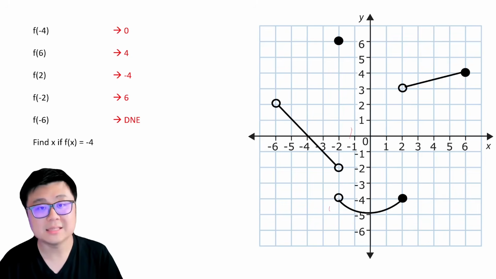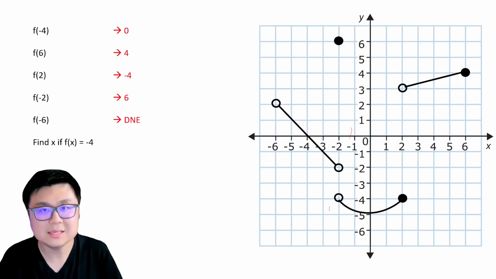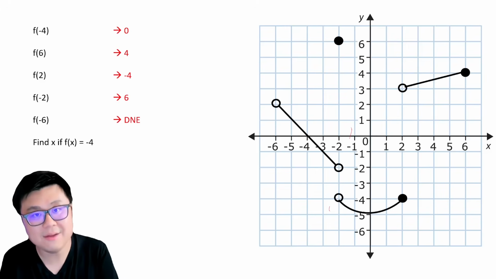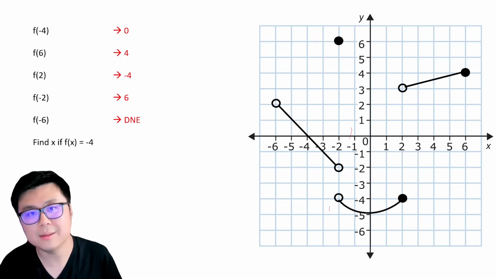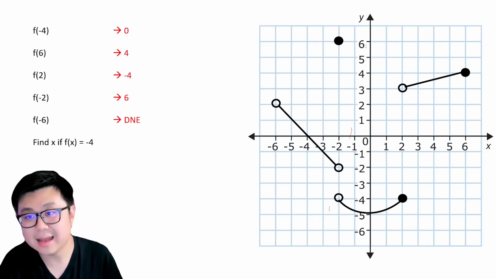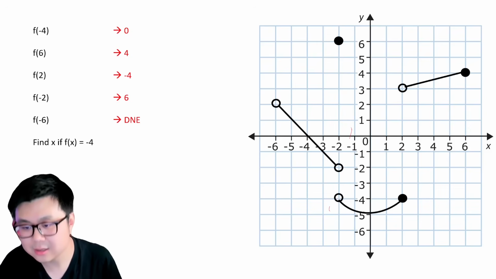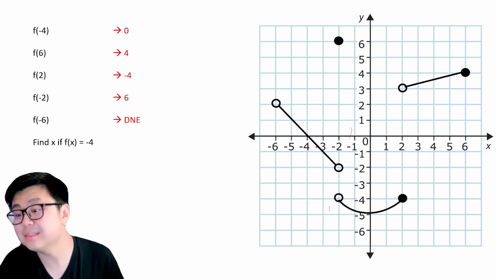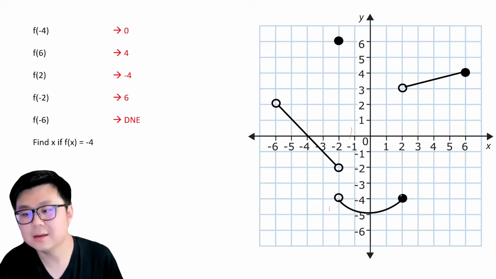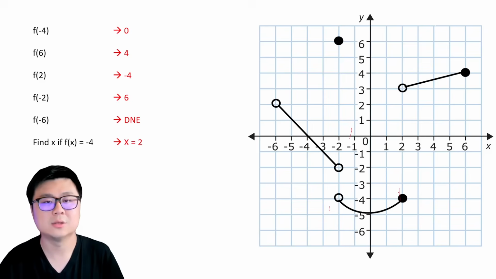Lastly, they're asking for x when your f of x is -4. That means this time they're giving you the y value or the output is -4. They're asking for the x or input value. So let's scan up and down this time for a y value of -4. As you can see, it's down here. And there is an open circle to the left, very useless. But luckily, there is a closed circle to the right. And the x value is 2. So the answer is 2.